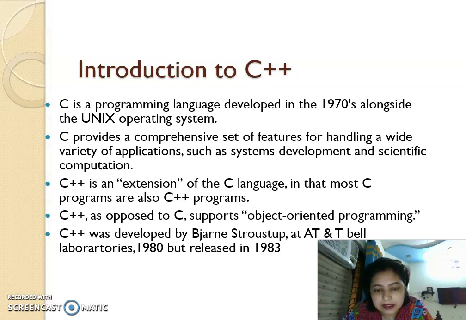C++ is an object-oriented language, whereas C is a structured programming language. C++ is developed by Bjarne Stroustrup, right? C is developed by, I tell you, Dennis Ritchie, right? So it was also developed in AT&T Bell Laboratories in 1980, right? But it was released later in 1983, with a release version of 2.0 in 1989 also, right?